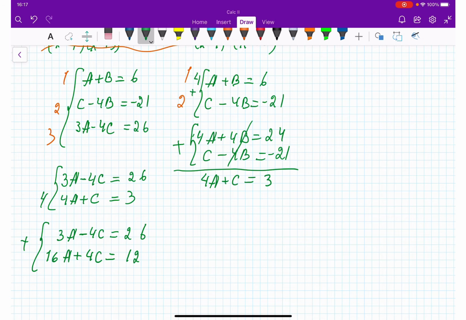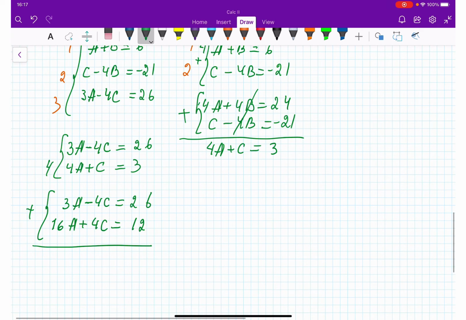Let me add this up. So what do I get? This is gone. I am getting 19A is equal to how much? 38. And A from here is equal to 2.